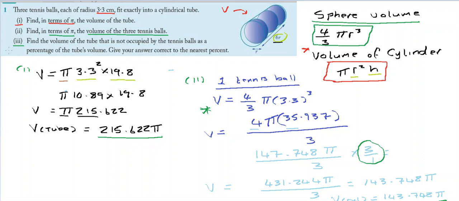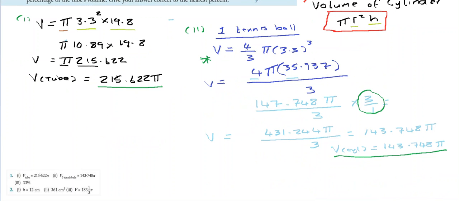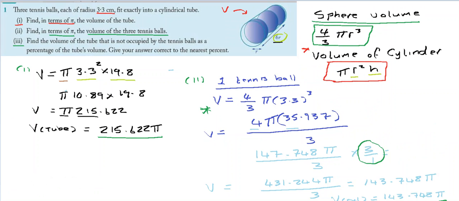And then the last part of this question. Find the volume of the tube that is not occupied by the tennis balls as a percentage of the tube's volume. Give your answer correct to the nearest percentage. So what we want to do is write it as a percentage. We have to find the volume of the tube that is not occupied. That's the first thing we want to focus on, the volume not occupied by the tennis balls.